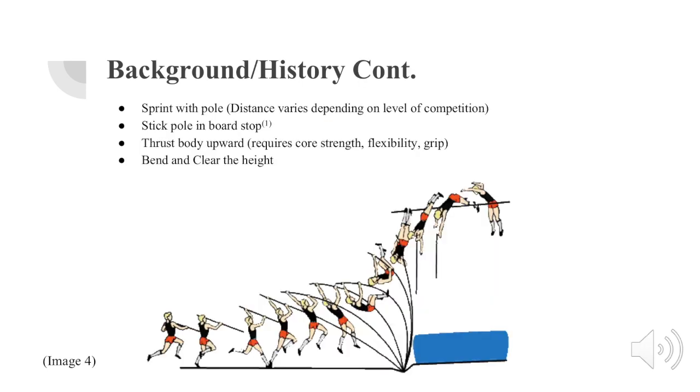Runners sprint a set distance holding a carbon fiber pole, and after sticking the pole in a board stop next to the height which they jump over, the pole bends and their body thrusts over the height to be cleared or not.